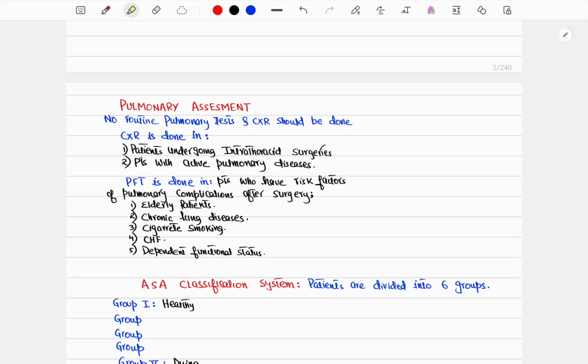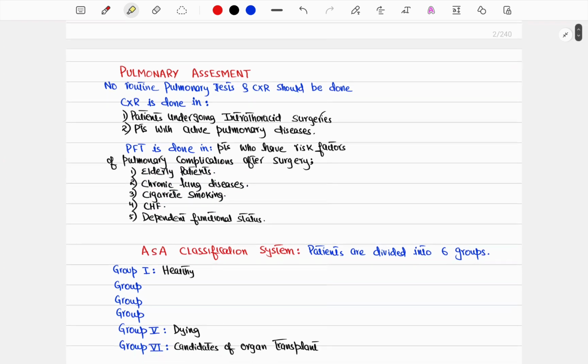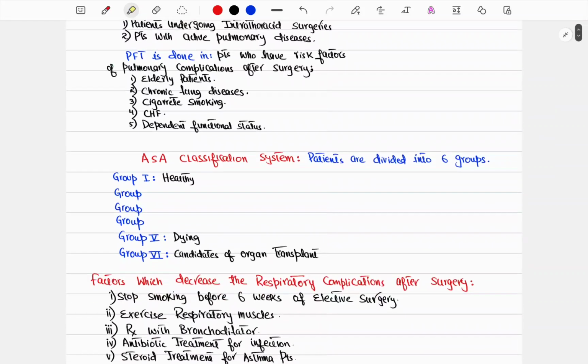Pulmonary function tests are done in patients who have risk factors for pulmonary complications after surgery. Who are these patients with increased risk of pulmonary complications after surgery? These are elderly patients, those with chronic lung disease, cigarette smokers, congestive heart failure, and dependent functional status. In these patients we perform pulmonary function tests, like spirometry, for the pulmonary functional assessment.